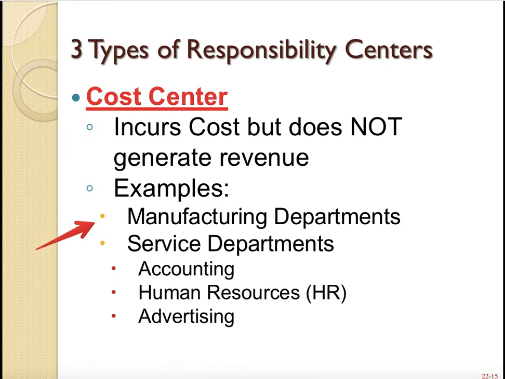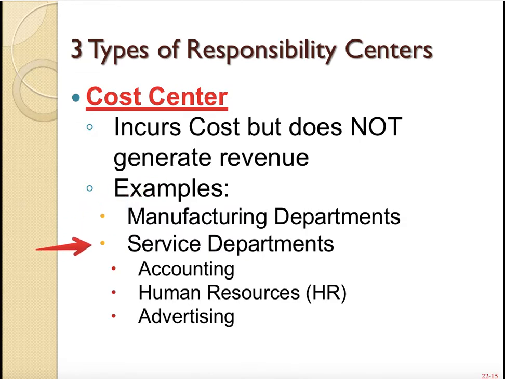That's your factory where they're going to be making stuff. Now, the guy who's in charge of managing the factory is not also then responsible for selling the product. Okay, so they're just responsible for the cost of manufacturing, but they're not going to sell the product. So in that case, they incur costs but not revenue.